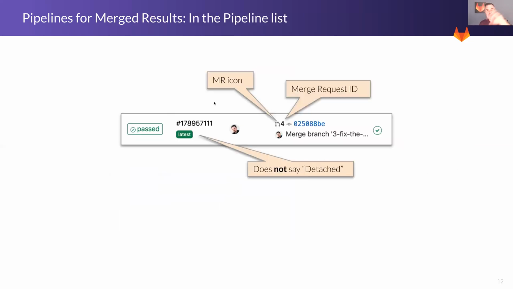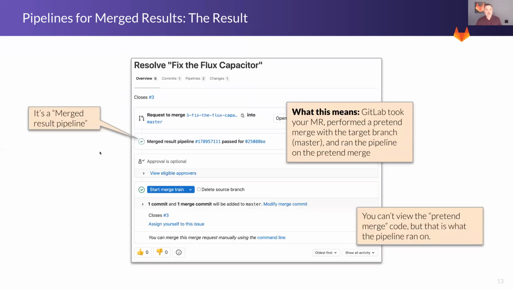When you go back up to the pipelines list, it looks a little bit the same as a regular pipeline for merge request, except that there's no detached icon, no detached badge, right? So it's got a merge request icon, a merge request ID, and it does not say detached. Near as I can tell, that's the only way to tell in the pipeline list what is a pipeline for merge result, okay? On the merge request itself, it says merged result pipeline. Super cool, merged result pipeline.